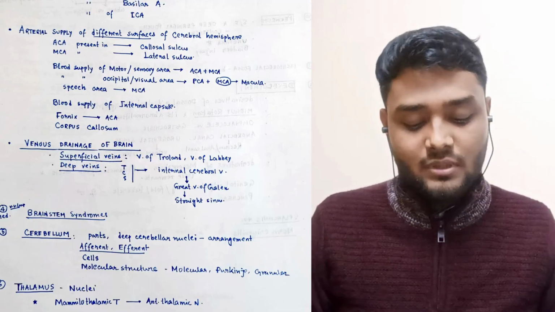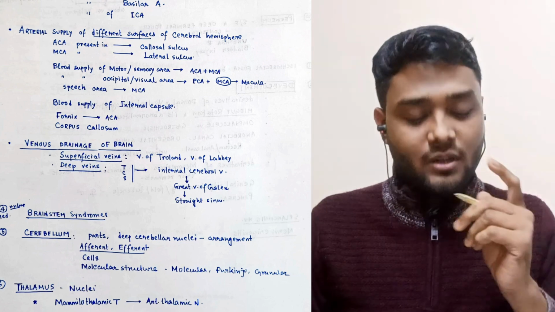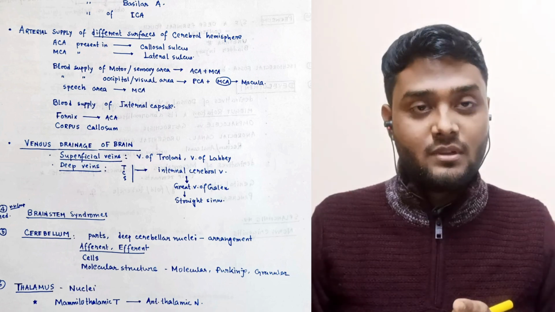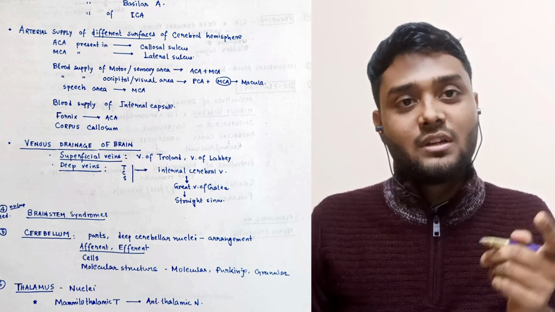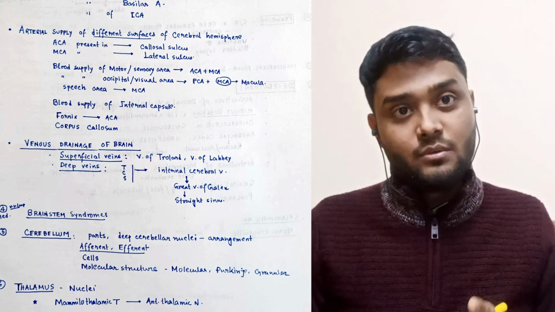Okay. Then comes the venous drainage of the brain. What are the superficial veins and what are the deep veins? What is the vein of Trolard? What is the vein of Labbe? You know that the superficial middle cerebral vein is connected to the superior sagittal sinus and the transverse sinus by the vein of Trolard and the vein of Labbe. You need to read it carefully.